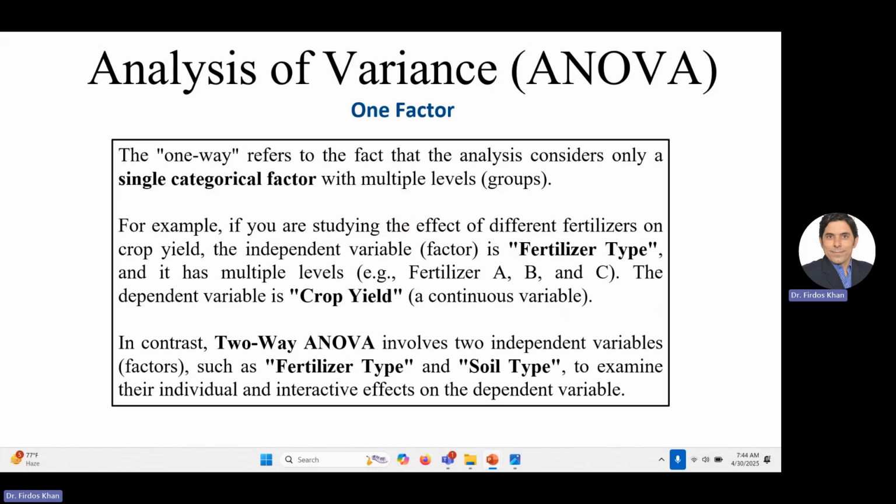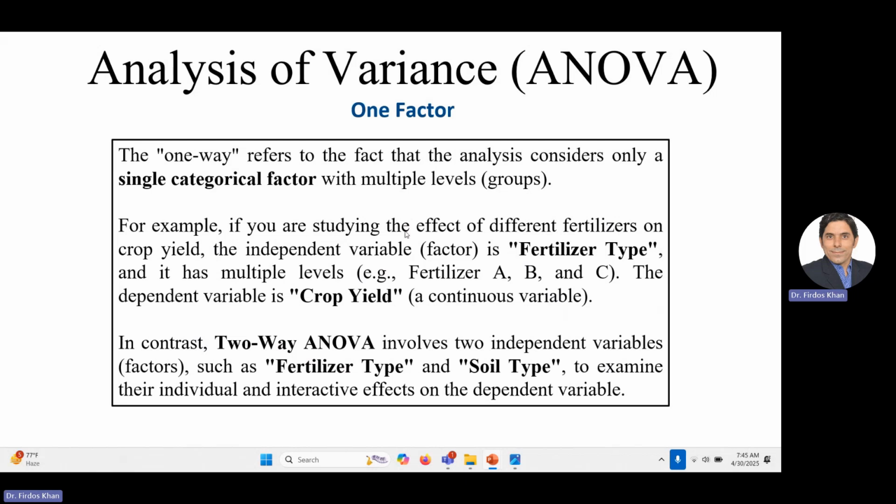When we are studying this analysis of variance in terms of one factor or one way, this means that we should check different levels of a single categorical factor. There can be multiple levels, not just 2, that can be more than 2: 3, 4, 5, and so on for the categorical factor. We have an example on the next slide, so you will see them, and we have an example here as well.